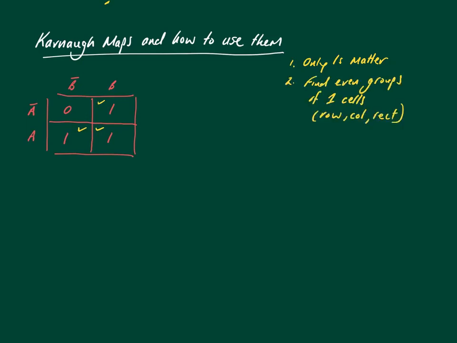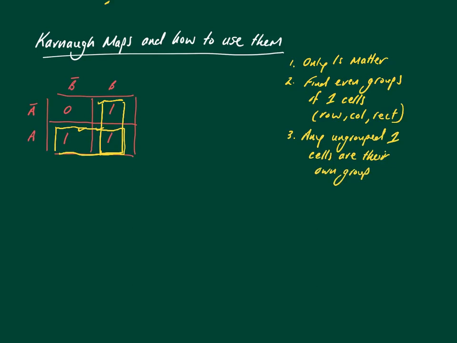The second rule is that you should find even groups of 1 cells, so the ones I've ticked here. They can be in a row or a column or a rectangle, and they can overlap, but it must be 2, 4 or 8 cells. Not entirely even then, you can't have 6. But you've got B there, that column, 1 and 1, and then you've got A and B at the bottom here, that row containing 2 cells. Rule number 3 is that any ungrouped 1 cells can be called their own group. In our case, there are no ungrouped 1s, so we can ignore this one.